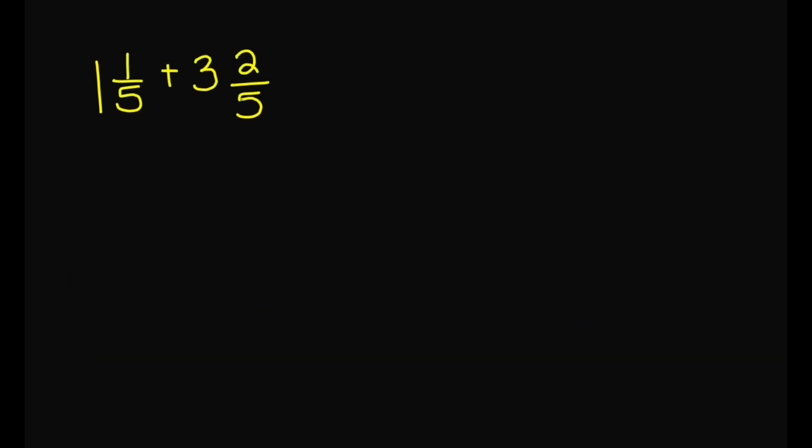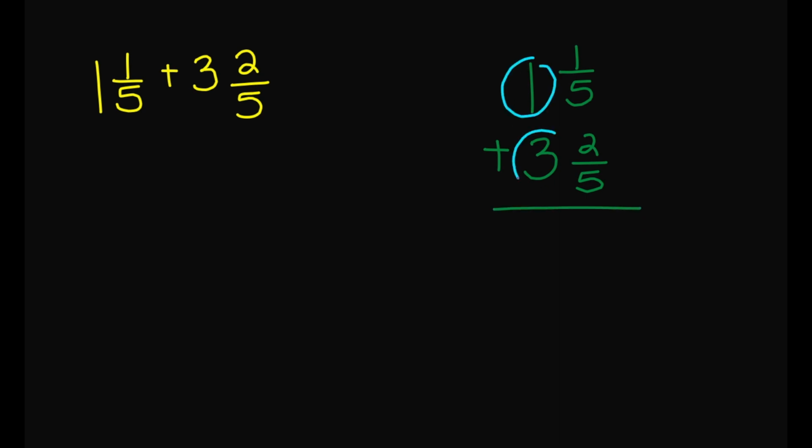Let's look at this example here. I'm going to go ahead and rewrite. So first I'm going to add my 1 plus my 3. So I have my 1 here plus 3. This is going to equal 4. And now we have 1 over 5 plus 2 over 5. So 1 over 5 plus 2 over 5.